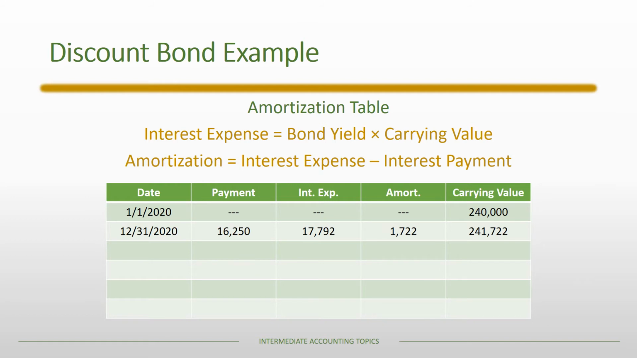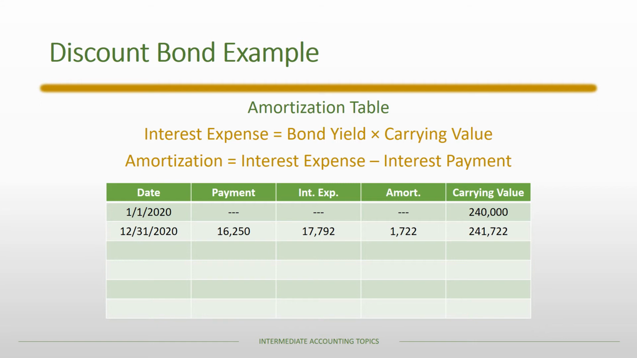After 1 year, we have the interest payment, $16,250. The interest expense is the calculation of the bond yield, which is that 7.48 and some change percent applied to the previous carrying value, which is $240,000. The amortization then is the difference between the interest expense, $17,972, and the interest payment. And so the amount of amortization for the first year is $1,722. And since this is a discount bond, the carrying value is going to increase until it comes to the par value of $250,000.